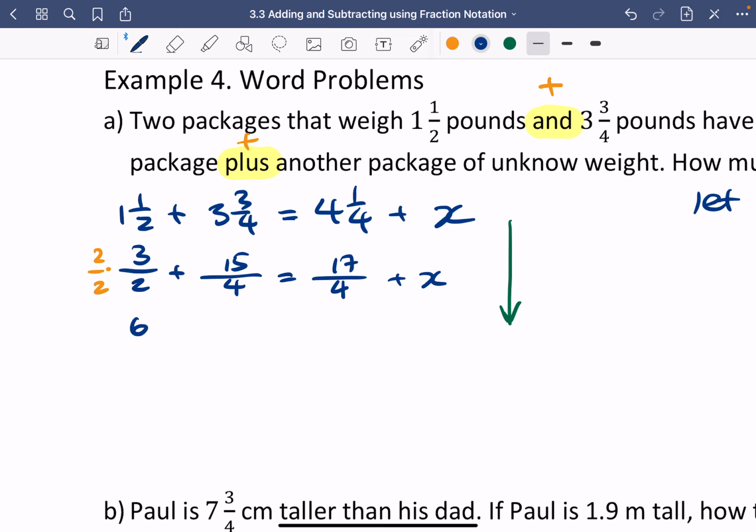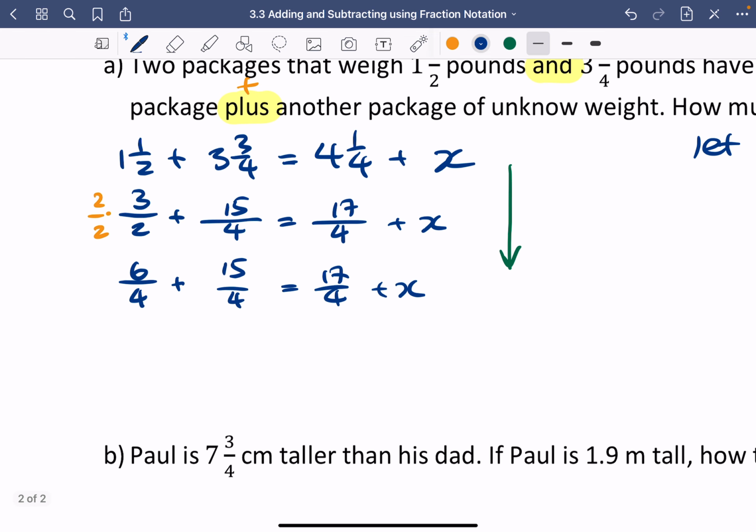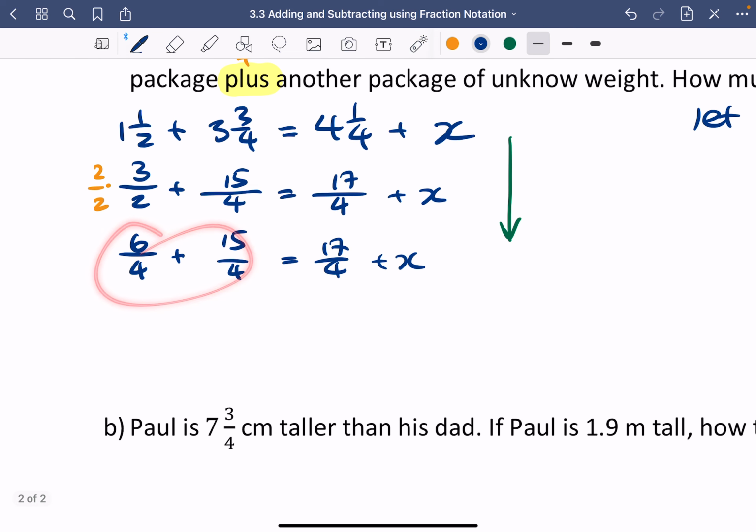Now 2 times 3 is 6, 2 times 2 is 4, so 6 over 4 plus 15 over 4 is equal to 17 over 4 plus x. And if you combine the left-hand side, you get 21 over 4 equals 17 over 4 plus x.